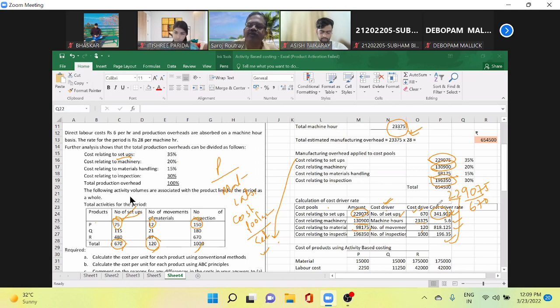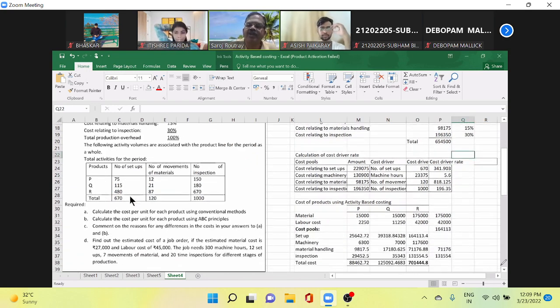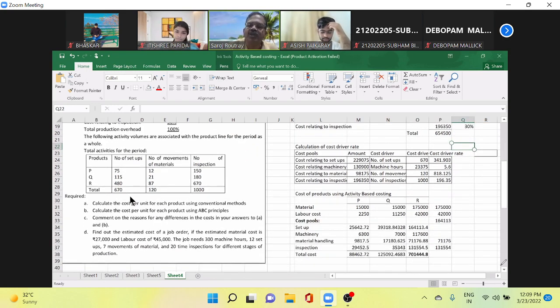So 341 into 75. Because in the second part of the question, this has been done in Excel, you will not get how it is done actually. The formula is there, so you can get it only while referring. So here for P, I have calculated material and labor, which is the same as in the conventional method of costing. And then setup 25,642, which is 341 multiplied by 75 setups for P. Then 341 into 150 for Q, and into 480 for R.